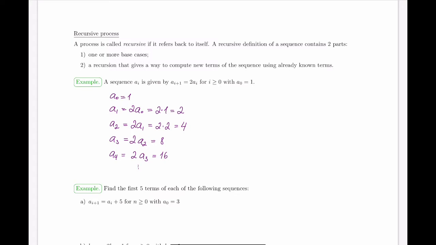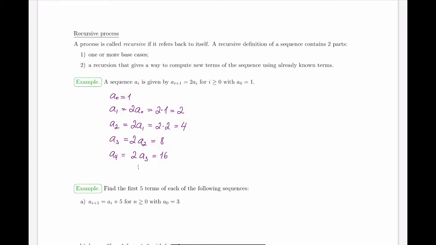In fact, I can already see that what I'm getting is a sequence of powers of 2. If I rewrite these as actual powers, I can try to match the power of 2 to the index of the sequence. So I have 2 to the power 1 corresponding to index 1, 2 to the power 2, which is 4, corresponding to index 2, 2 to the power 3, which is 8, corresponding to index 3, and so on.